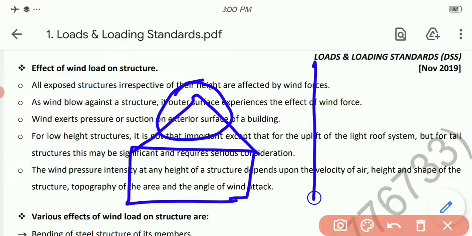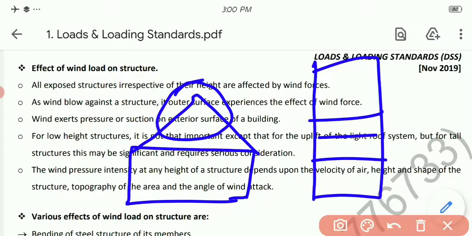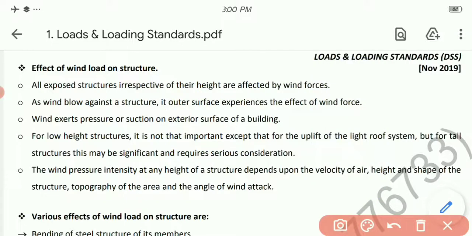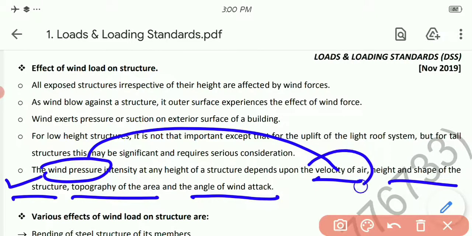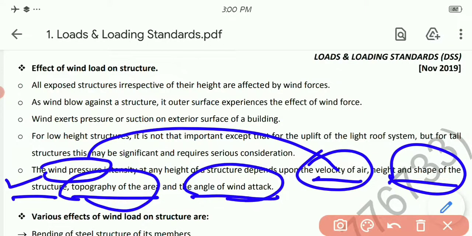But if you are designing tall buildings, say 7, 8, or 10, 15, 20 story buildings, then we have to completely consider the effect of the wind as per the code IS 875 Part 3. The wind pressure intensity at any height of the structure depends upon the velocity of air, height and shape of the structure, topography of the area and angle of the wind attack. So the wind pressure highly depends upon these 4 factors: velocity of air, shape and size of the structure, topography of the area and angle of the wind attack.